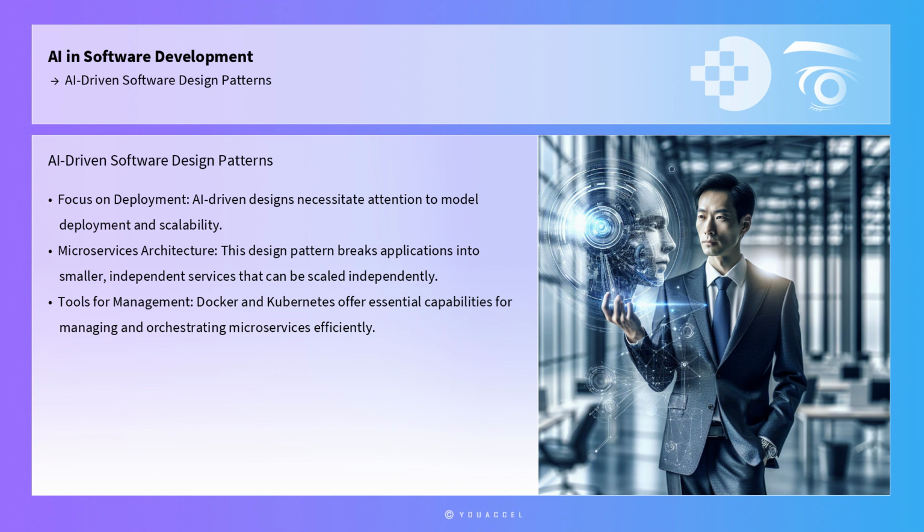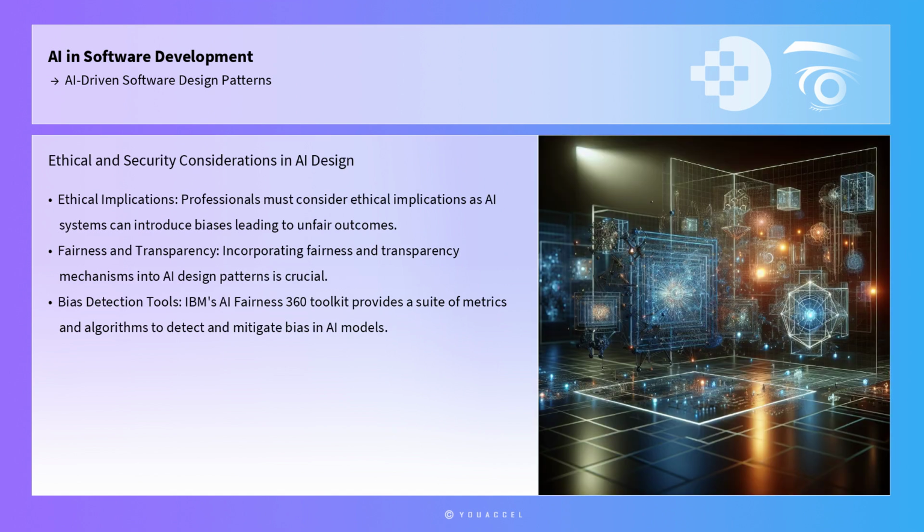affecting the entire application. In practice, companies like Netflix have successfully implemented microservices to deploy AI-driven recommendation algorithms that personalize user experiences. Tools such as Docker and Kubernetes offer essential capabilities for managing and orchestrating microservices, ensuring efficient deployment and scaling of AI models. To effectively implement AI-driven software design patterns, professionals must also consider ethical and security implications.